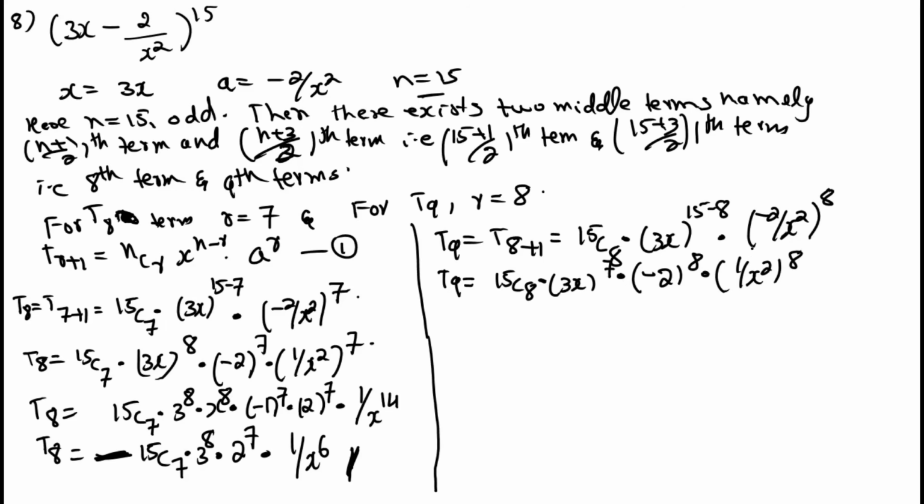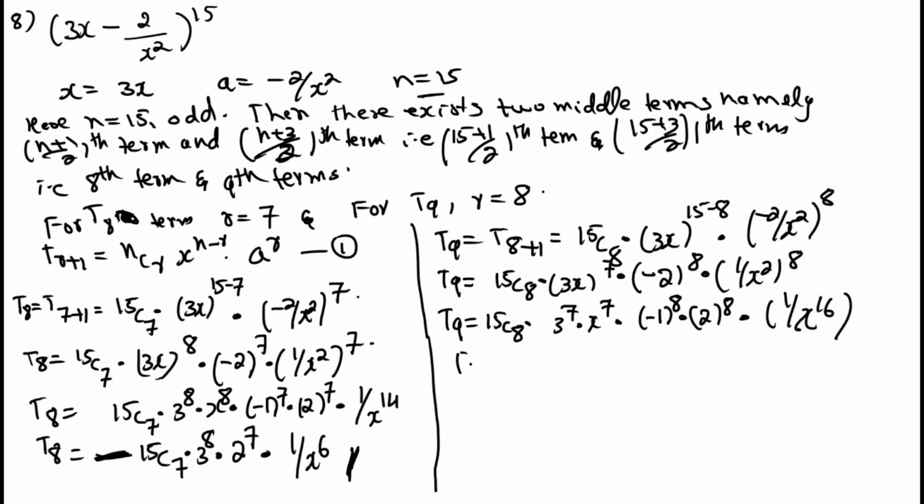I am splitting this term, (a by b) to the power n. Okay. In the next step, T9 equals 15C8 into 3 to the power 7 into x to the power 7 into minus 2 to the power 8, which can be written as (minus 1) to the power 8 into 2 to the power 8, into 1 by x to the power 8 into 2, that is x to the power 16. So T9 equals 15C8 into 3 to the power 7 into (minus 1) to the power 8. Minus 1 to the power even number is plus 1.